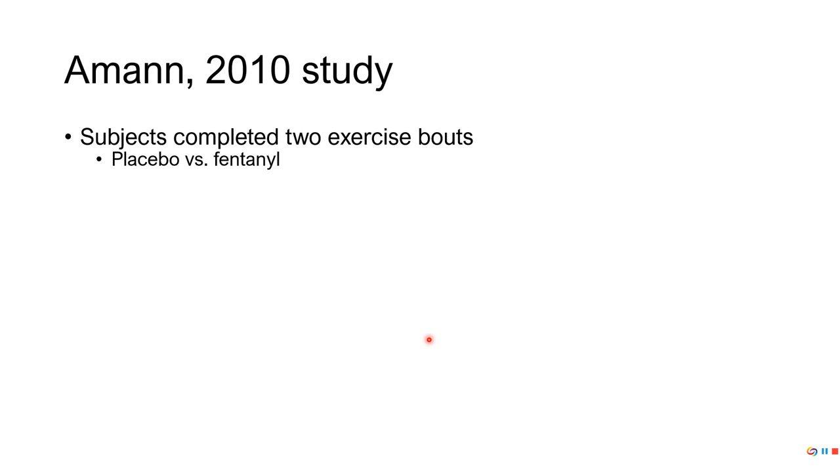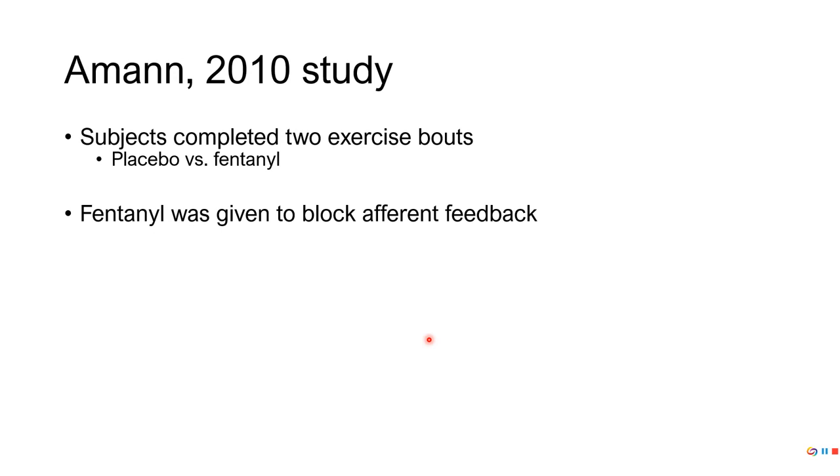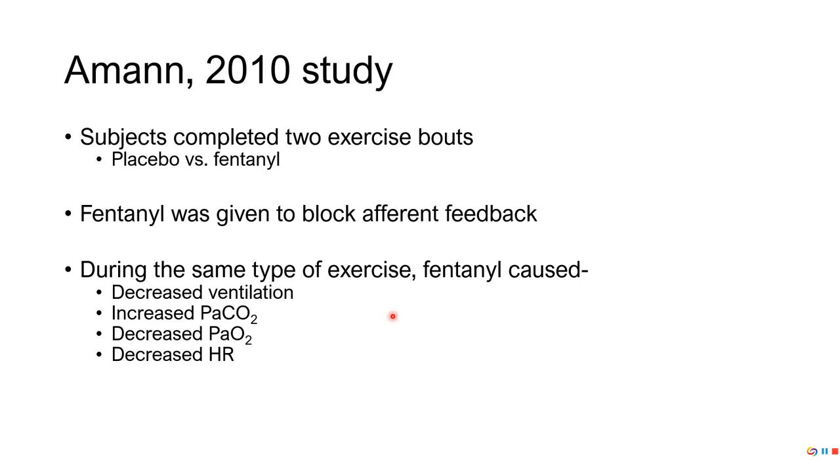Now, they gave them fentanyl to block the afferent information coming from the contracting muscle. Okay? And so other than that, everything was the exact same. So in one bout, everything was normal. In another one, they were basically preventing afferent feedback from the exercising legs. What they found was, even though the exercises were the exact same, someone with fentanyl had lower ventilation, higher CO2, lower oxygen, lower heart rate.